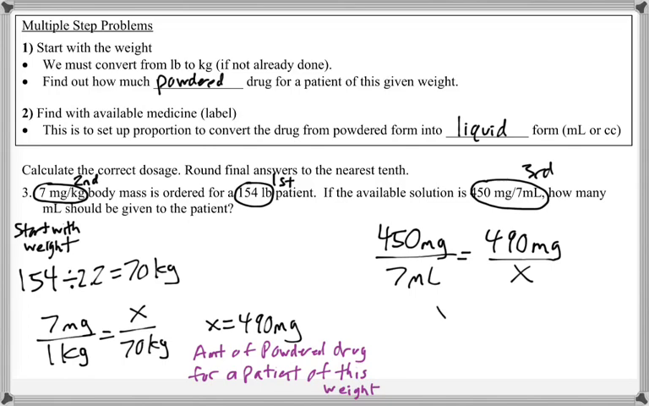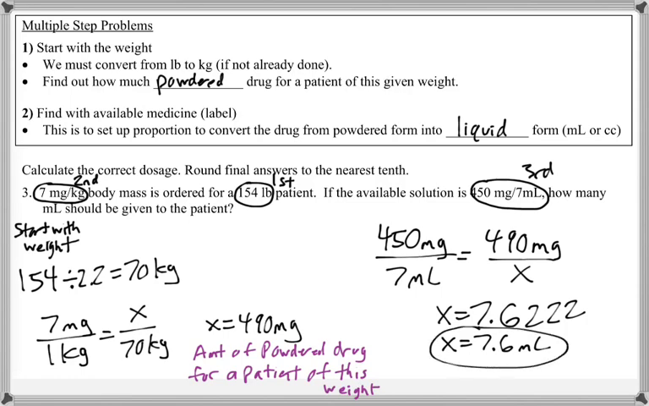and we get x is equal to 7.62 repeating, but we're supposed to round this to the nearest tenth. So this would be 7.6 mLs. And that is our final answer. Again, this is the amount of liquid drug for a patient of this weight.